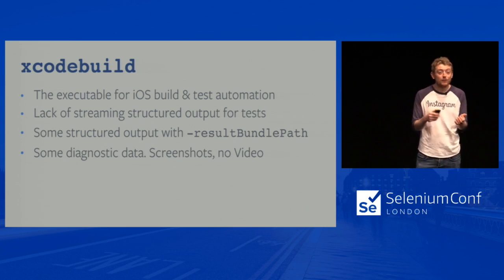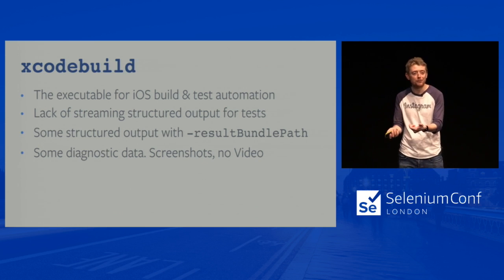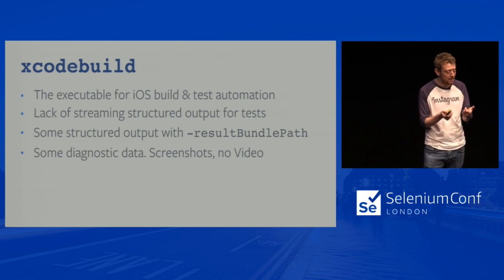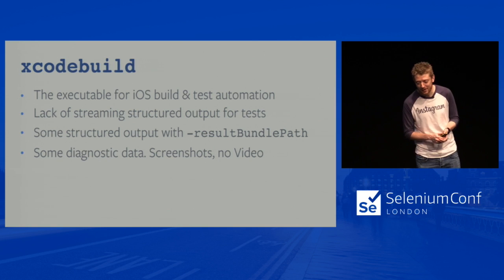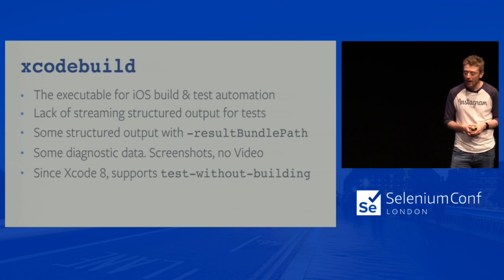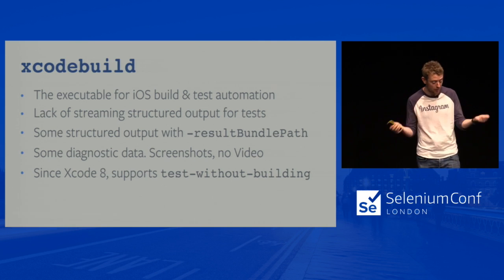Interestingly, screenshots, depending on the number of steps within your UI test run, the size of all the screenshots together can actually be larger than a well-encoded video, which is kind of interesting. And since Xcode 8, we can use this new test without building argument. This means that you can build your app under test and test bundle once, and then run it many times on different hosts if you wish.